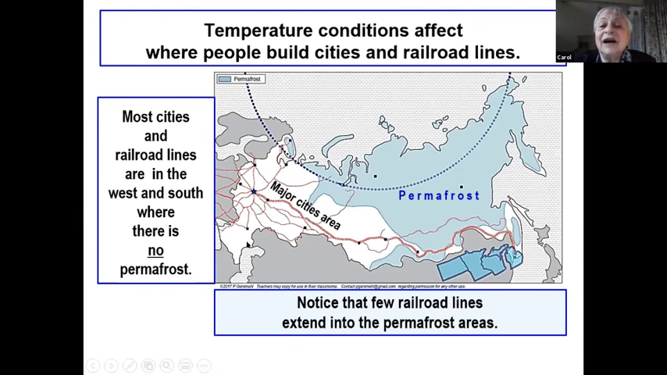Major cities are connected by railroads. Russia did want to connect its eastern side, just like we want to connect both sides, east and west, of our country. The capital is at the star, Moscow is here. It wanted to connect its entire country with a major railroad, but notice how that railroad tried to stay out of permafrost and in the non-permafrost area.